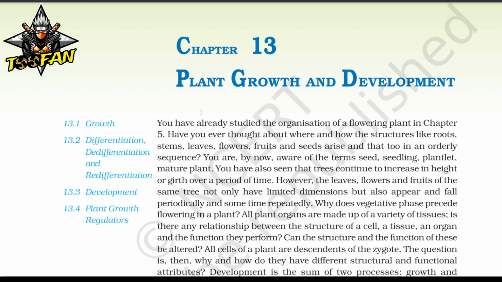All plants' organs are made up of a variety of tissues. Is there any relationship between the structure of a cell, a tissue, an organ, and the function they perform? Can the structures and the function of these be altered? All cells of a plant are descendants of the zygote. The question is then, why and how do they have different structural and functional attributes?